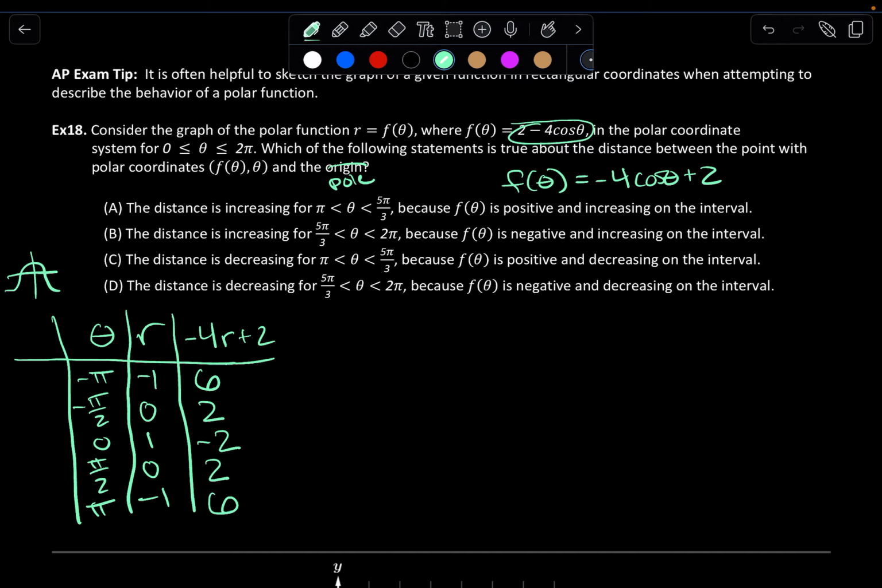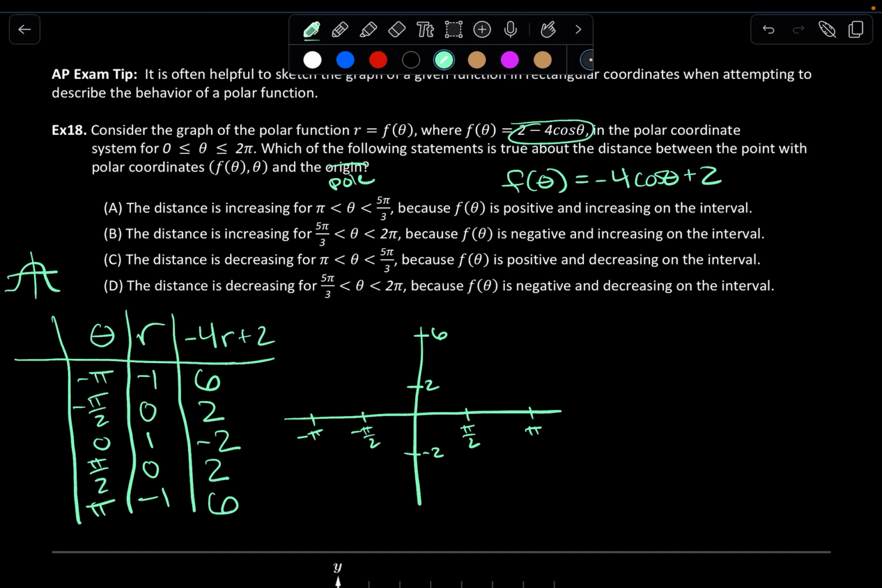All right, so let's try sketching this. So I'm going from negative pi to pi. So I have negative pi over 2, 0, pi over 2, and pi. And then we're going to 6, and we're going to negative 2, so we'll put that like right here. And then I have a 2 here.